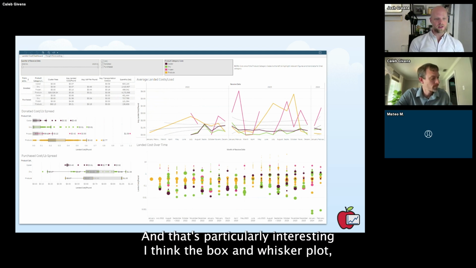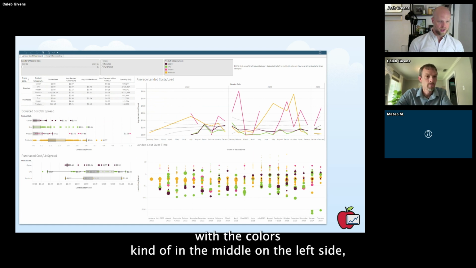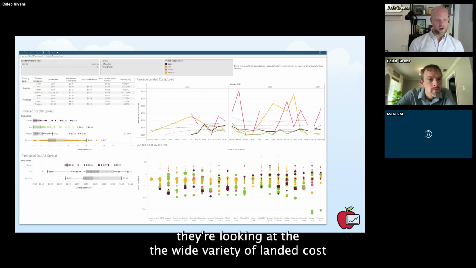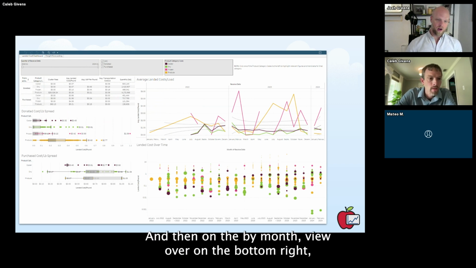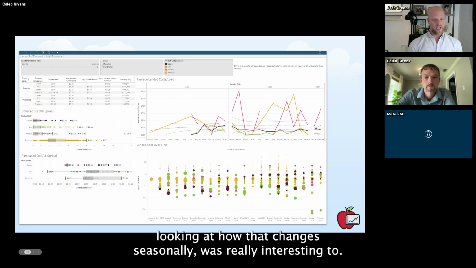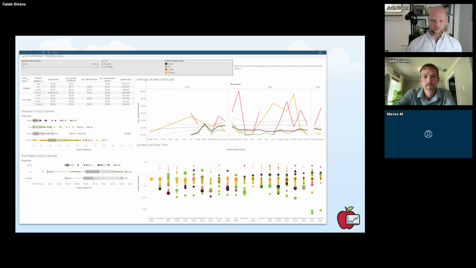And that's particularly interesting, I think, the box and whisker plot, with the colors kind of in the middle on the left side there, looking at the wide variety of landed cost per pound on produce, which is in yellow, is really fascinating. And then the by month view over on the bottom right, looking at how that changes seasonally, was really interesting too.